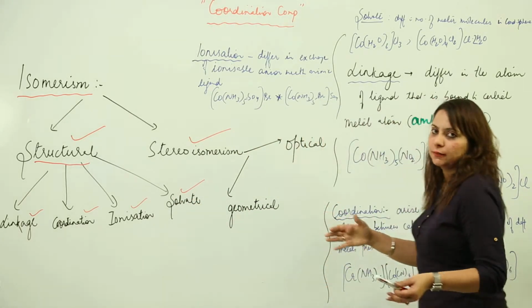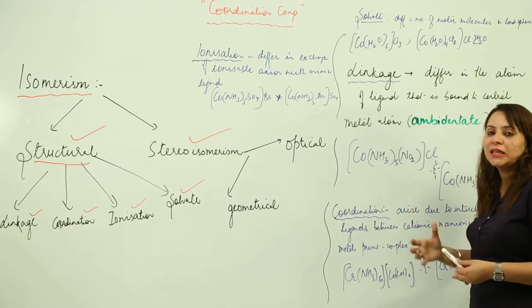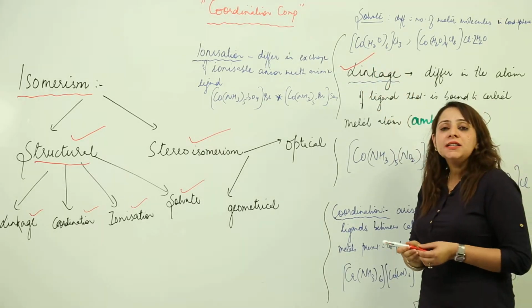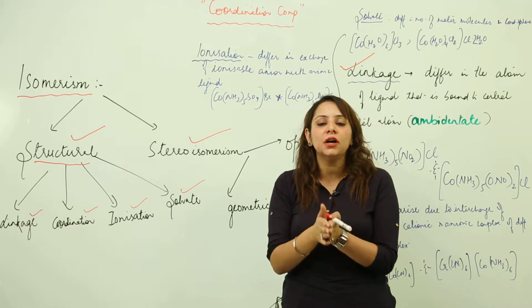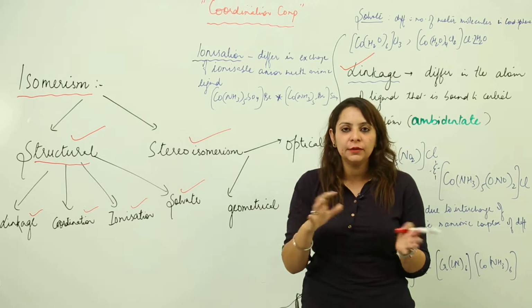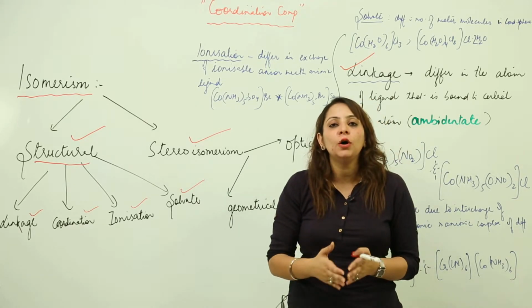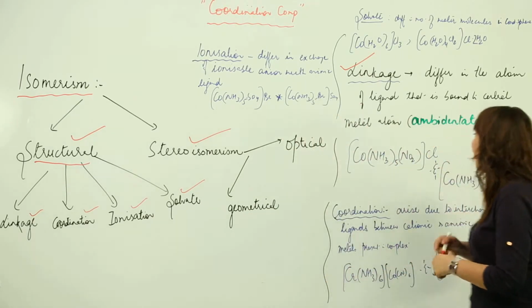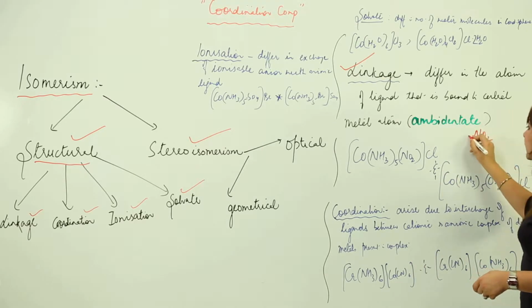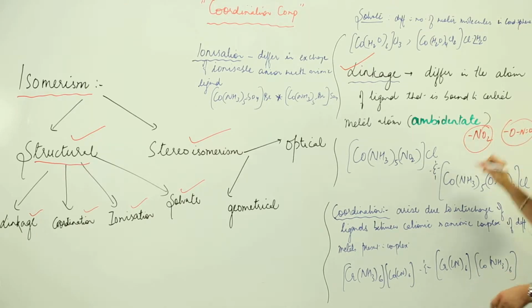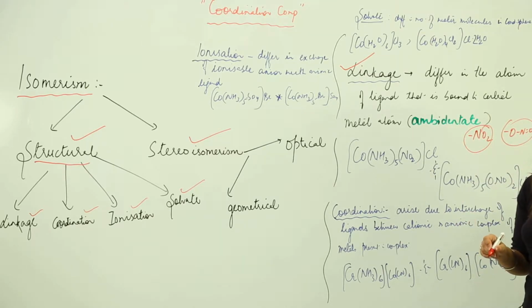Just see what kind of changes we get to see in these compounds. First we will start with linkage. Linkage isomerism is shown by those groups or ligands which can link to the central atom in both ways. I am talking about the ambidentate group, that is, a ligand that has more than one donor site. Like the nitro group, it can link to the central atom through N, and it can also link through O. Though both are NO2, the linkage can be through N, and the linkage can be through O.